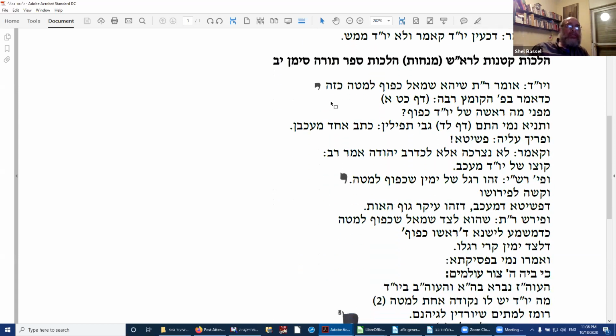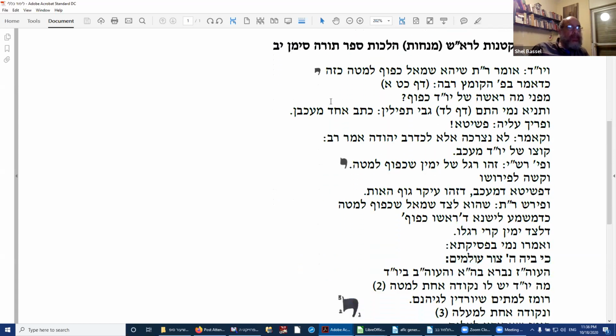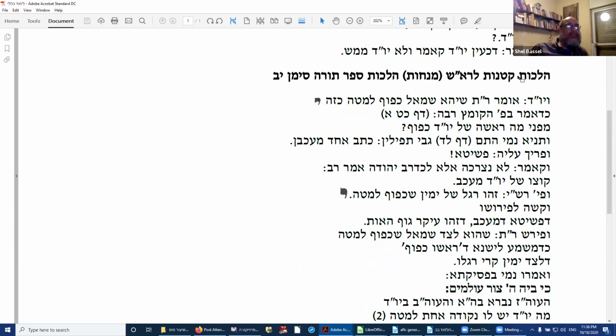Let's see how the Rosh understands this. So the Rosh says the Yud, right? So he's talking here about the letter Yud. Omer Rabbeinu Tam, shesmol kafuf lemata kazan. So it brought the same picture of the Yud. Rabbeinu Tam says it means that the left has to be bent like this. Kida amar be'perek Kometz Rabba. It says in the Gemara that we just learned, Yinei ma rosha shel yud kafuf. And I didn't learn this part of the Gemara yet, and I'm not going to have time to do it in this shiur, but we will do it next time.